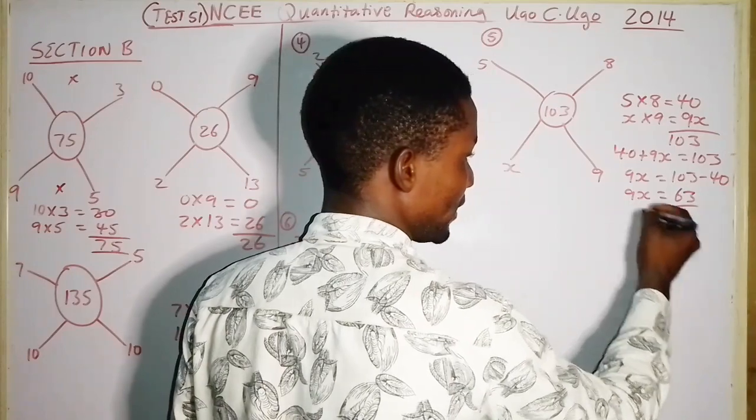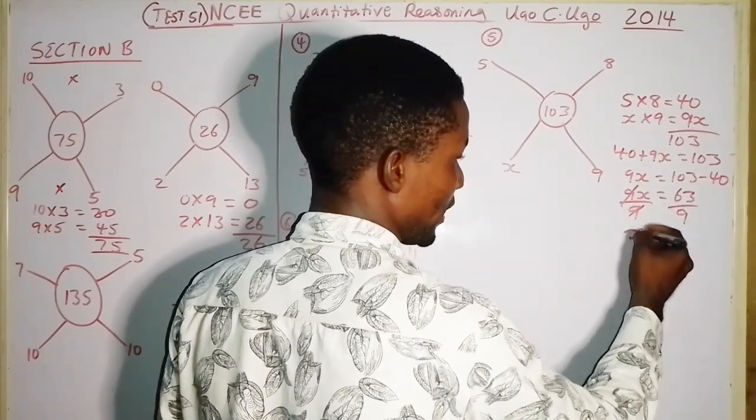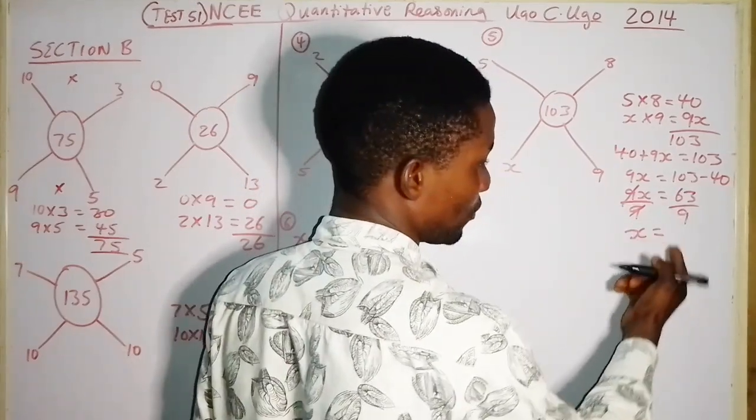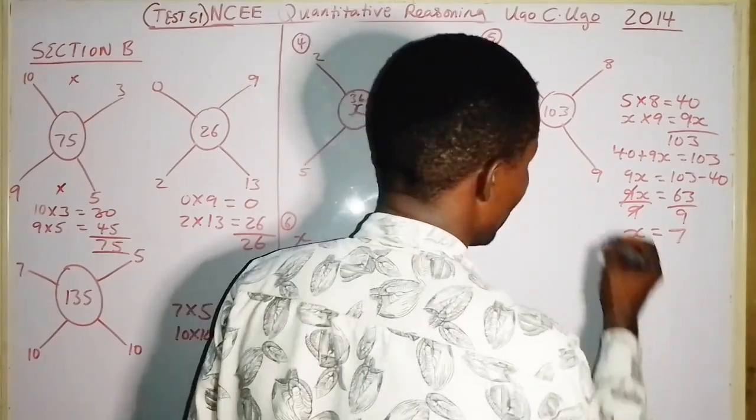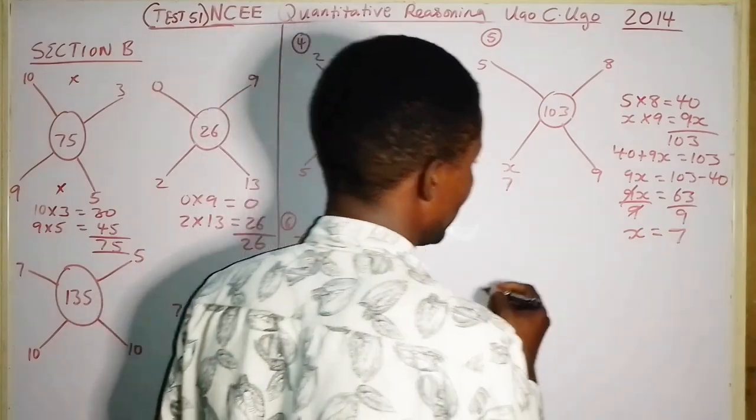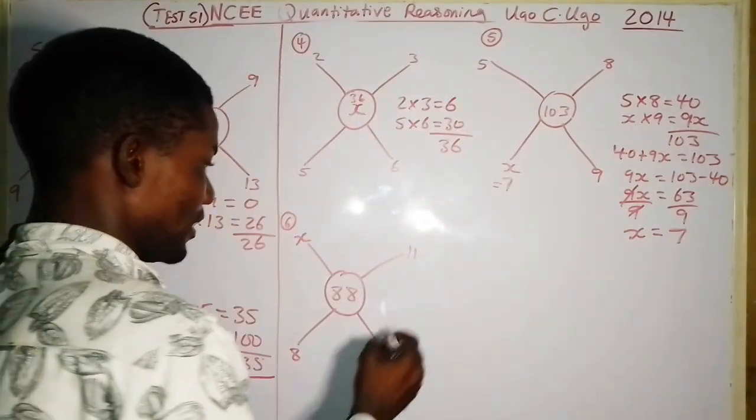You divide both sides by 9. So x equals to, so 9 can go in 63 how many times? 9 can go in 63 7 times. So our x here is what? Is 7. Let's try the next one.